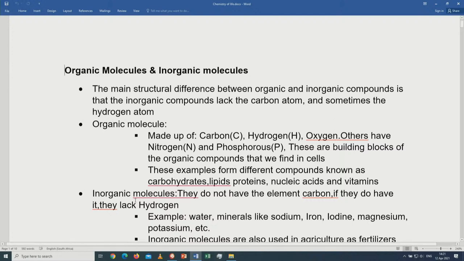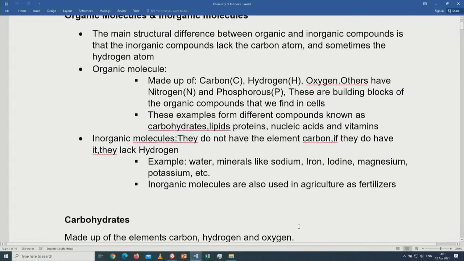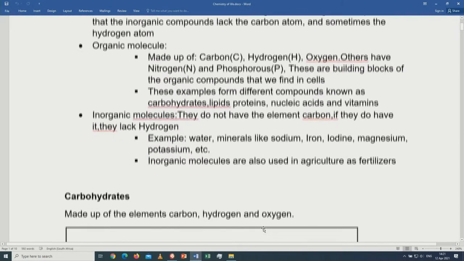Coming to the inorganic molecules, they don't have the element carbon. If they do have it, they lack hydrogen. Examples of the inorganic molecules are water and minerals like sodium, iron, iodine, magnesium, you name them. Inorganic molecules are also used in agriculture as fertilizers.